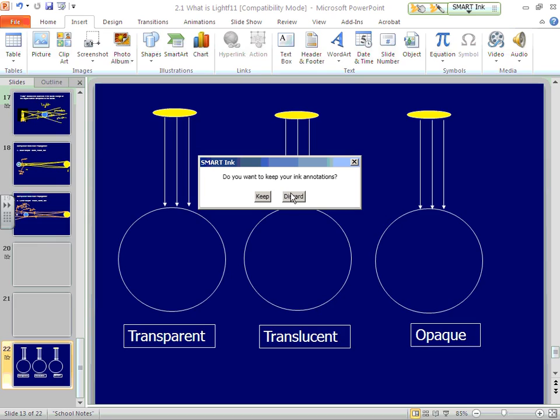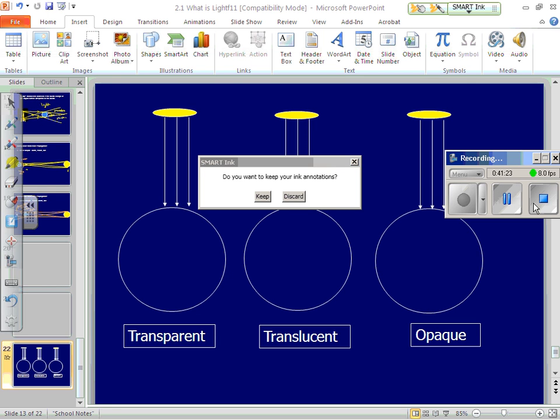So that's the end of that particular first note on what is light. And I'm going to continue on and talk about reflection here in a moment. All right? So I'm going to stop this. Oh, I want to stop my recording here.